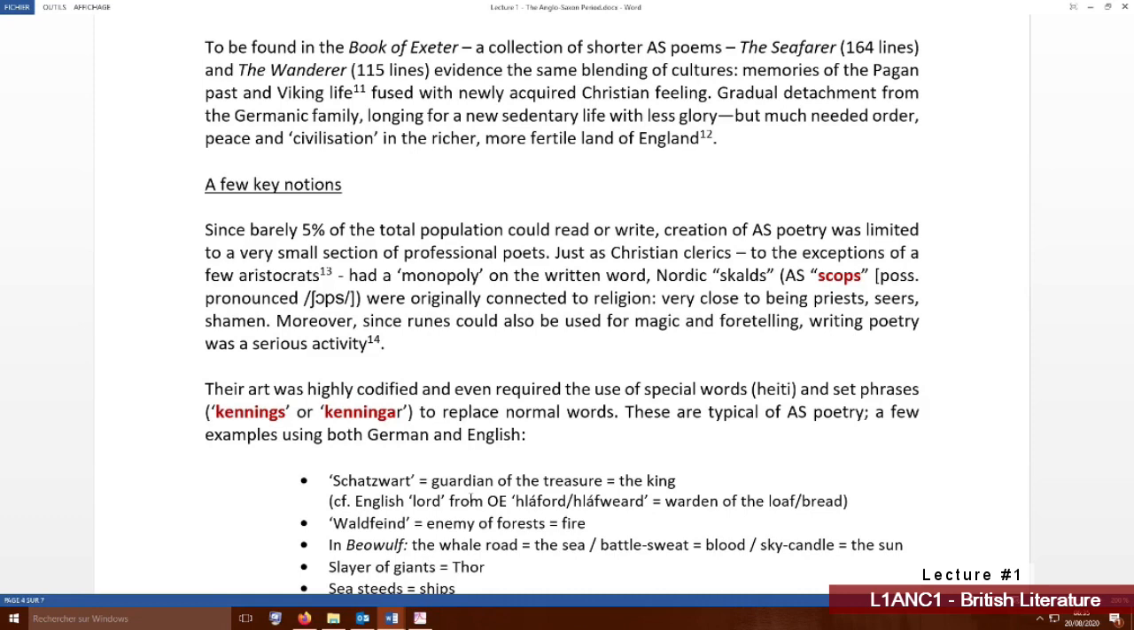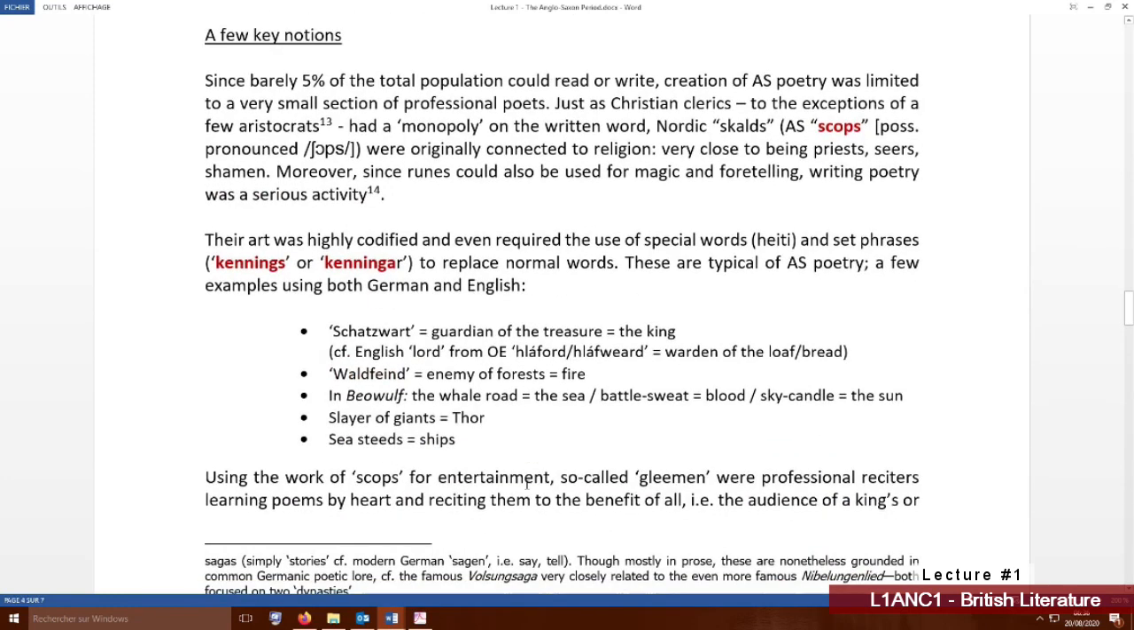It was highly codified, and among the various rules there was the necessity to use a very, very special language, including special words that would replace the normal words. These are known as the heiti. More common set phrases replacing the normal words are known as kennings or kenningar. This is something typical of Anglo-Saxon poetry. You really have to know about it. I'm giving you here a few examples, including one or two from Beowulf.